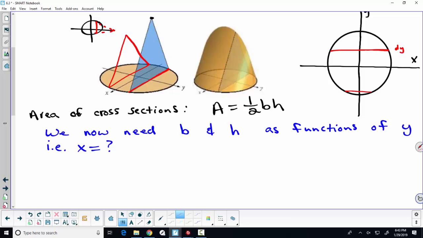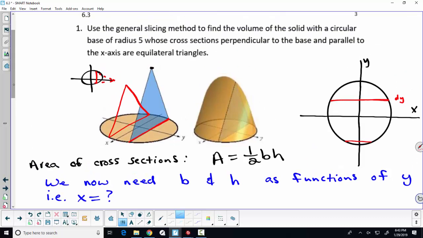Would you just use the radius then multiplied by pi? Yeah, so what do you mean? What would that look like? The area function of this?